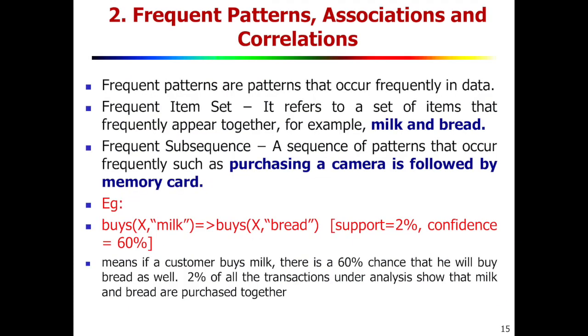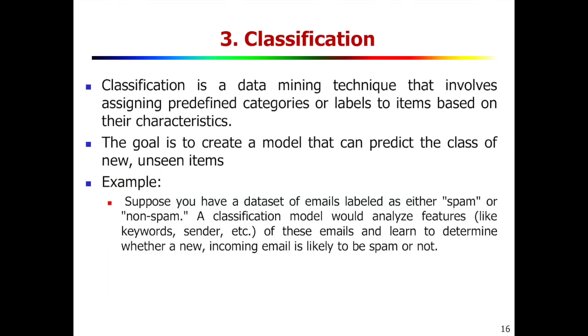The second thing is frequent patterns, associations, and correlations. Frequent patterns are patterns that occur frequently in data, such as frequent item sets and frequent subsequences. And the third one is classification, a data mining technique that involves assigning predefined categories or labels to items based on their characteristics. The goal is to create a model that can predict the classes of new unseen items.